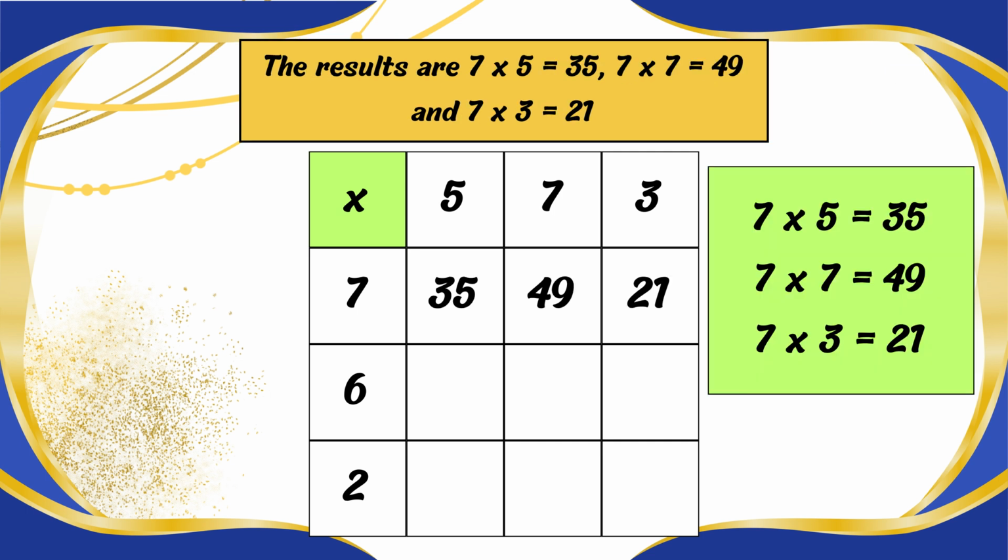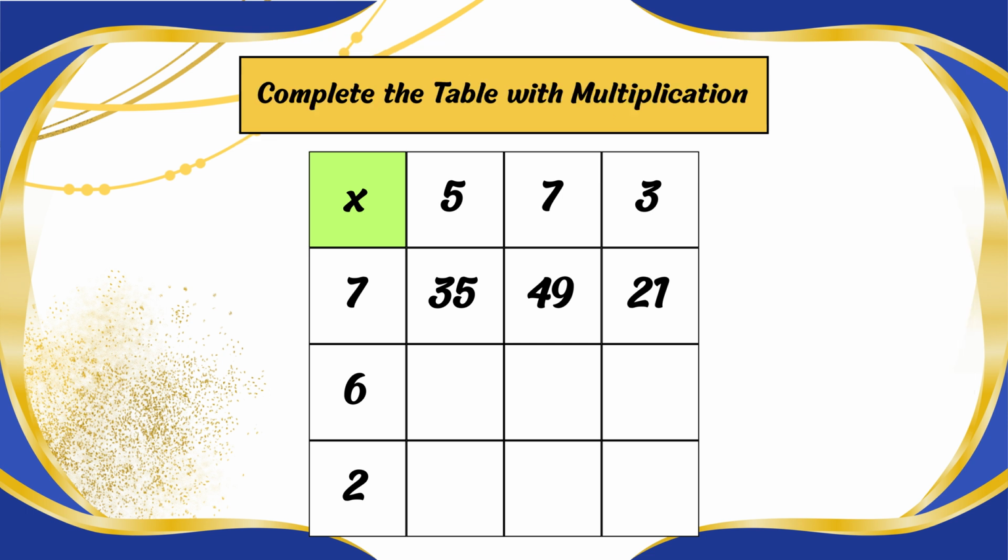The results are 7 times 5 equals 35, 7 times 7 equals 49 and 7 times 3 equals 21. Complete the table with multiplication.